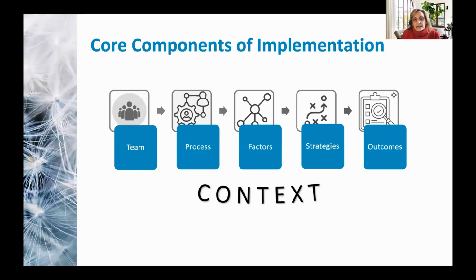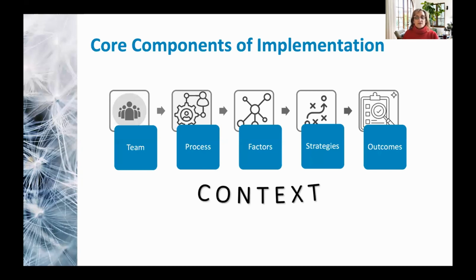I maintain that if you can pay attention to these 5 core components, you can do implementation in an evidence-based manner that is explicit, intentional, and structured. So that's where I've been putting my energies these days, and I'll tell you what that has culminated in and where that's headed a little bit later.